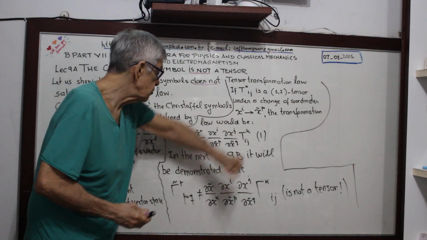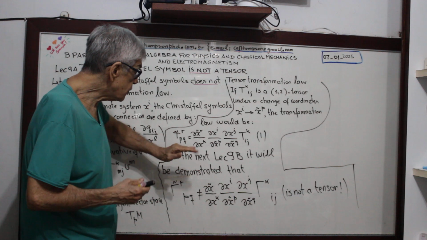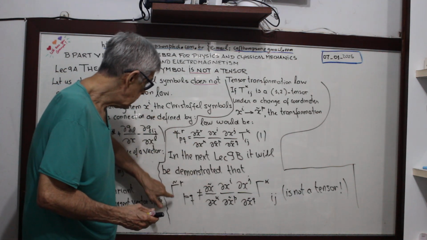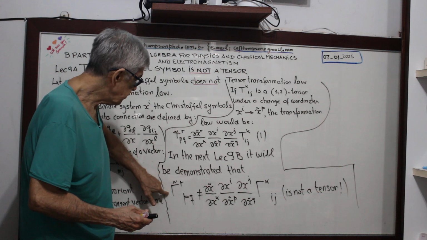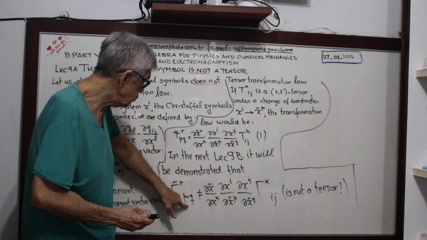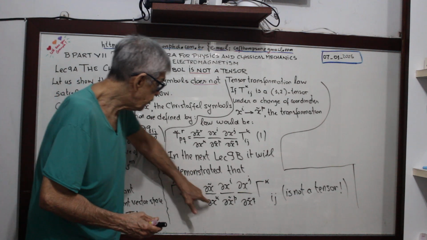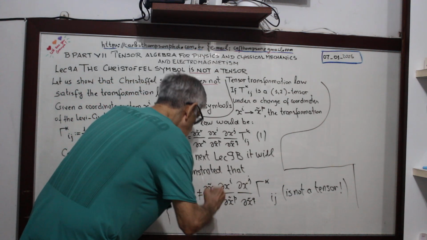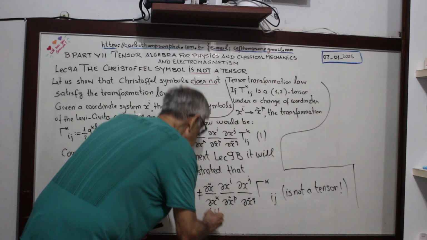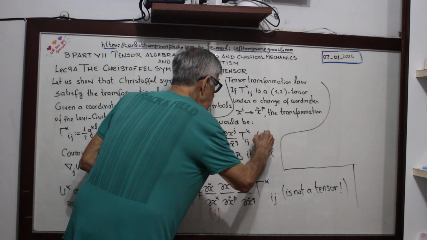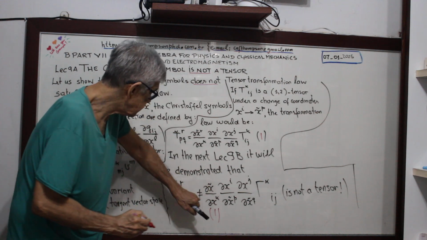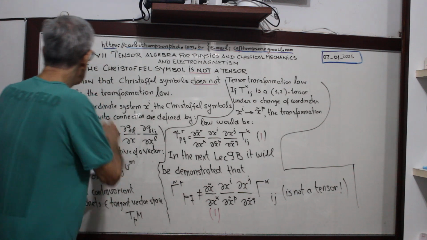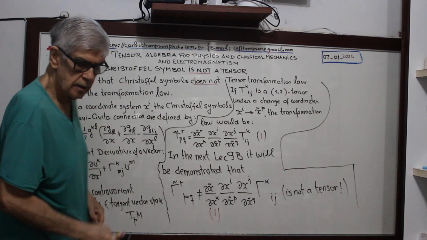So that's expression 1. The next lecture, 9b, will demonstrate that this Gamma tilde, the Christoffel symbol Gamma^r_pq, is different from relation 1. Compare here with relation 1. You see it is different. That's it. Let's go to the next lecture, 9b.